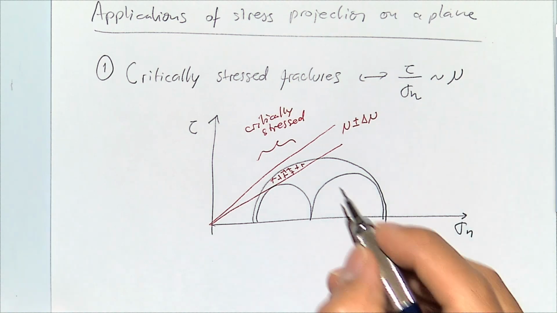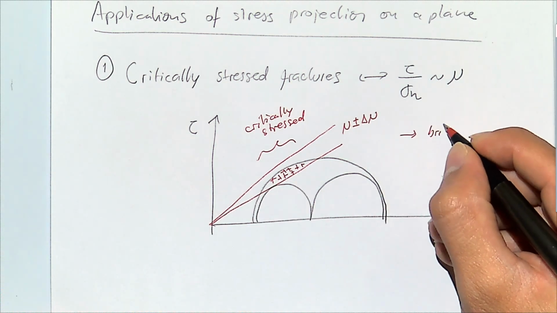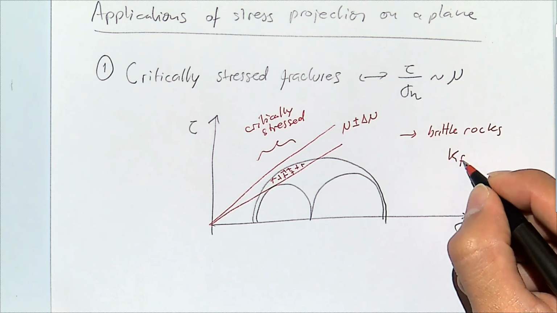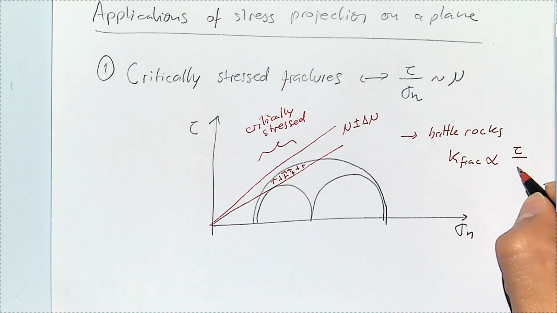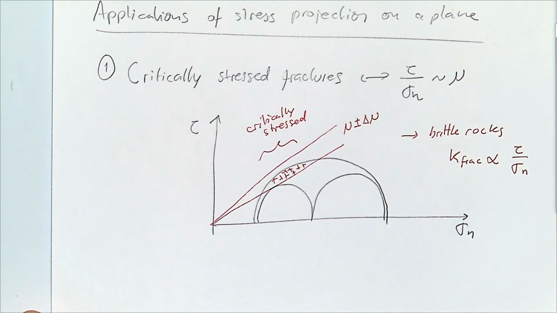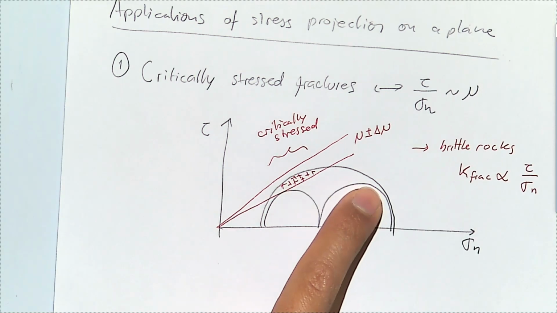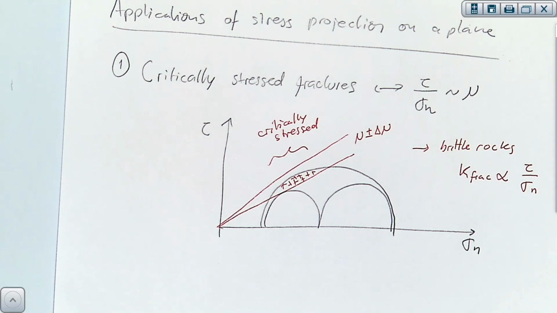When that happens, when you have critical stress fractures, and especially when you have brittle rocks, the permeability of the fracture is proportional to that ratio of shear to normal stress. So that's super important, because those fractures are going to be hydraulically conductive, and the others are not going to be hydraulically conductive. So this is going to give you permeability anisotropy as a function of the fracture direction.